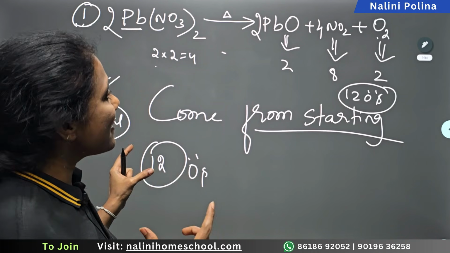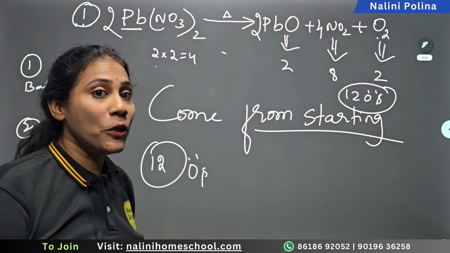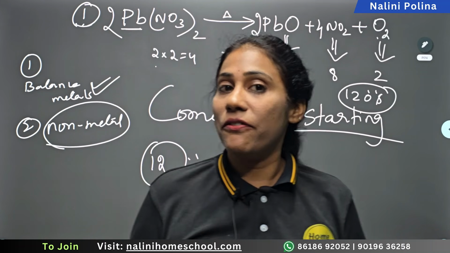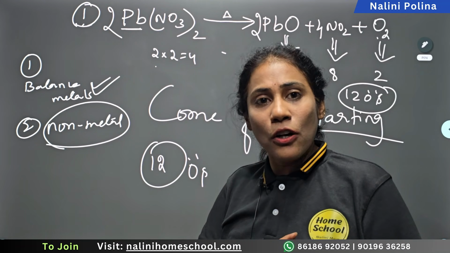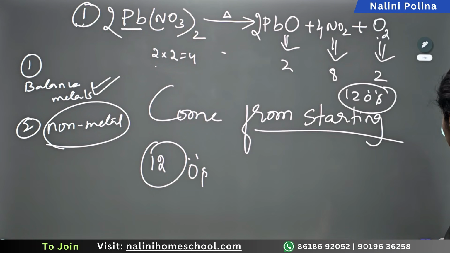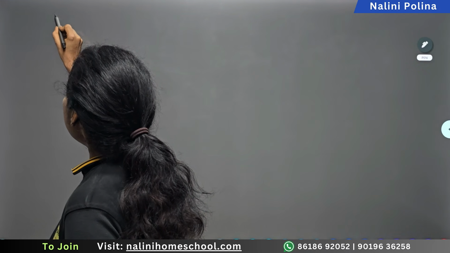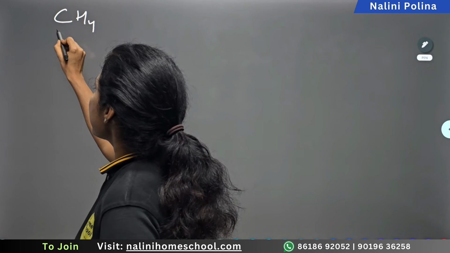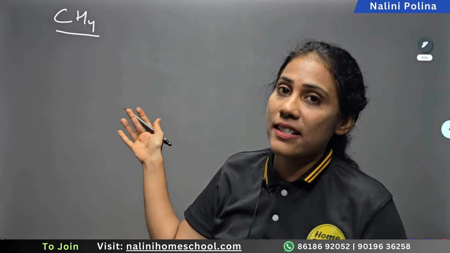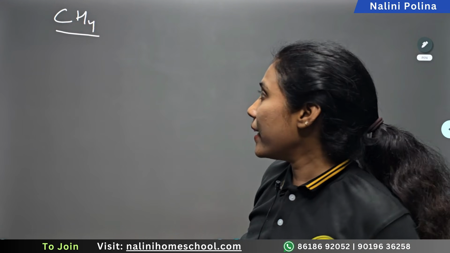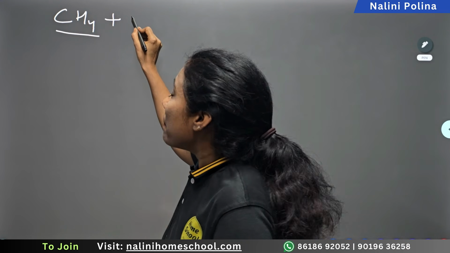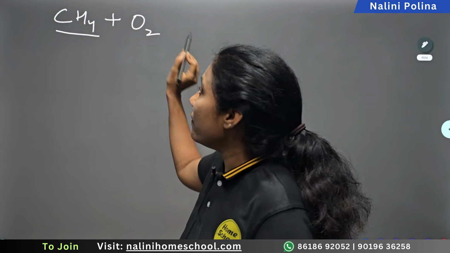Okay, so this is one method of approaching the balancing part very, very easily. So now I will teach you the combustion reaction. Say, what are combustion reactions? Any carbon compound like CH4, these are called carbon compounds. Combustion in the sense is burning with oxygen.